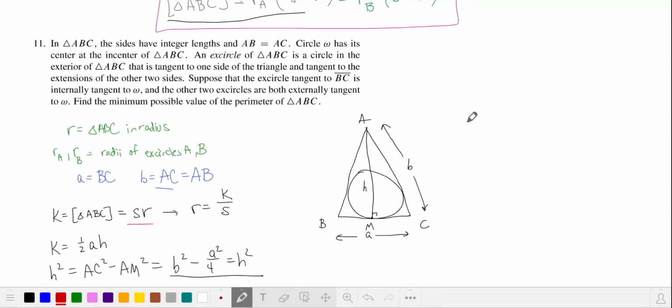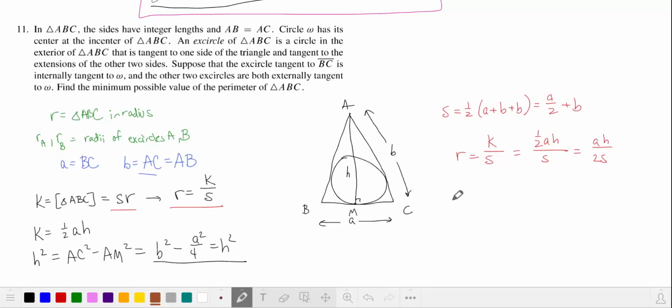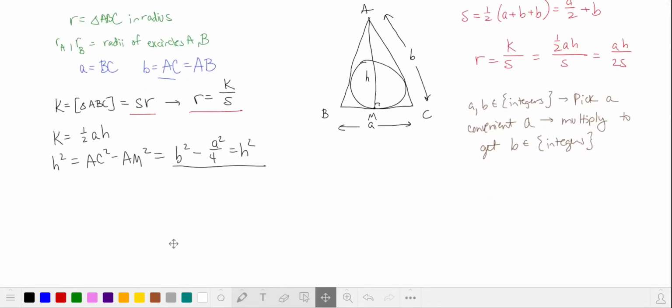Let's write an expression for the semi-perimeter in terms of a and b. We have two sides of length b, and we'll use this expression for r, the area of our triangle over the semi-perimeter, and we can substitute 1/2 a h for the area. We have that our three side lengths are integers, so our strategy here will be to pick a convenient value for a, and then if b ends up not being an integer, we'll multiply by some factor so that both a and b are integers. Let's summarize all of our equations.